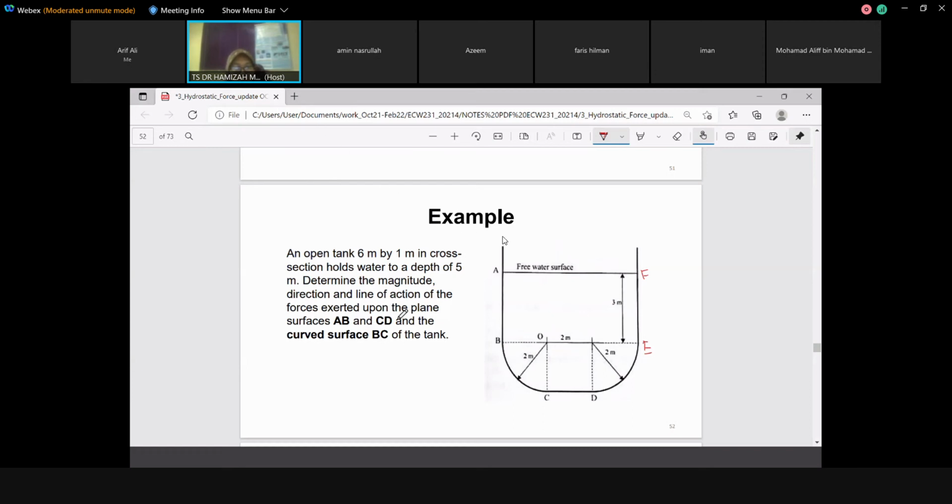Question related to the force. First things first, you need to know the Hg, where we should recognize the center of gravity. So for AB and FE, you can mark the center of gravity.